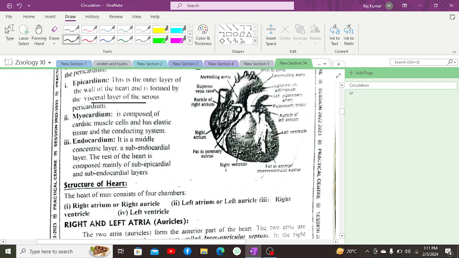When it comes to the myocardium, it is the second layer, which is basically the thickest layer, and it is also known as the cardiac skeleton of the heart. It is composed of cardiac muscle fibers, as well as elastic tissues and a conducting system of cardiac musculature. Over that cardiac musculature is the nodal tissue. These nodal tissues are the sinoatrial node and the atrioventricular node. These are the two nodes present. We are going to discuss them in the conducting system.